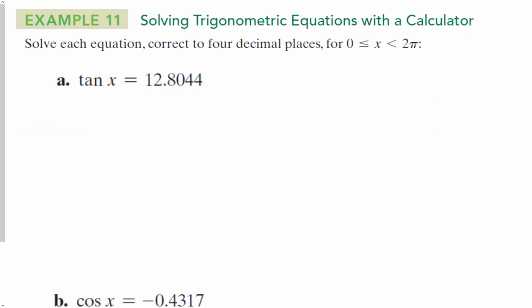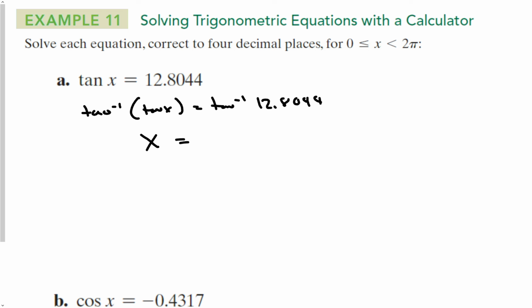Okay, so the basics here is tangent of some angle is 12.804. So all we have to do here is take the inverse tangent of both sides, right? And the tangent of the inverse tangent just gives me x. Okay, plugging this into my calculator gives me a number.